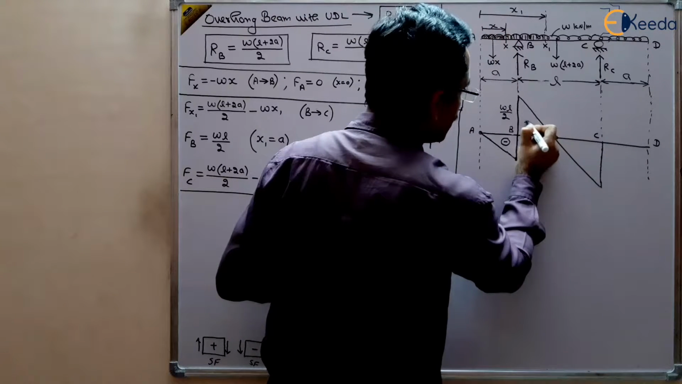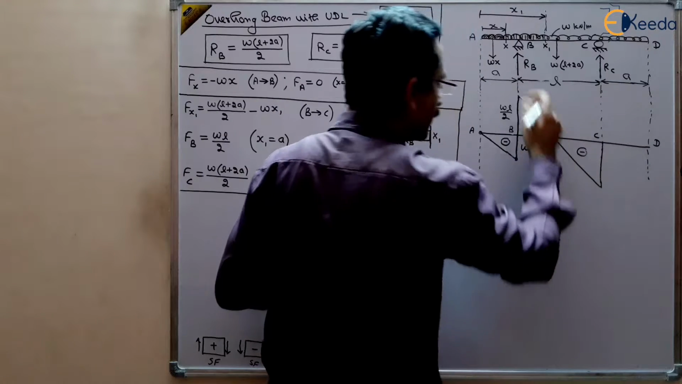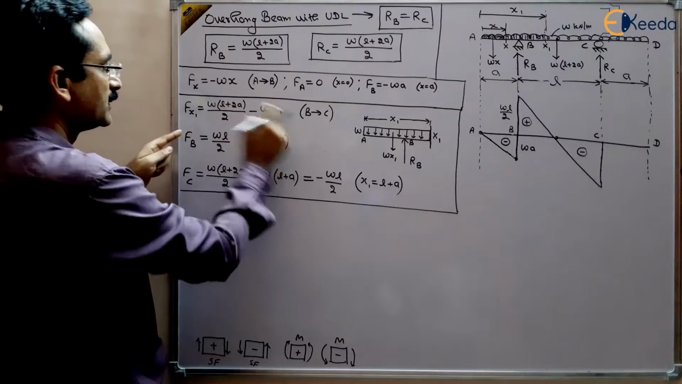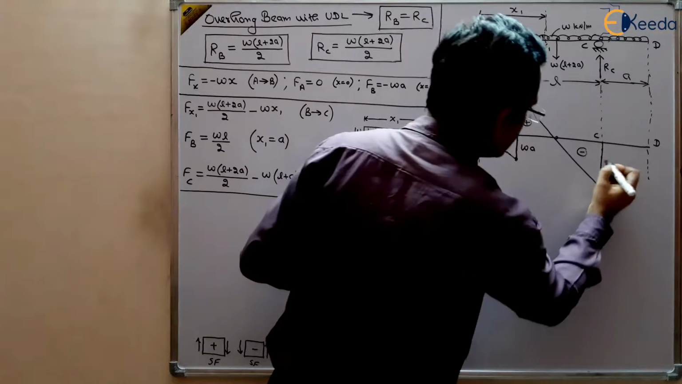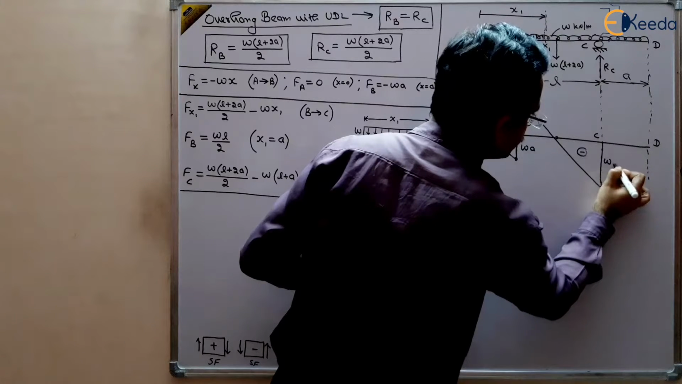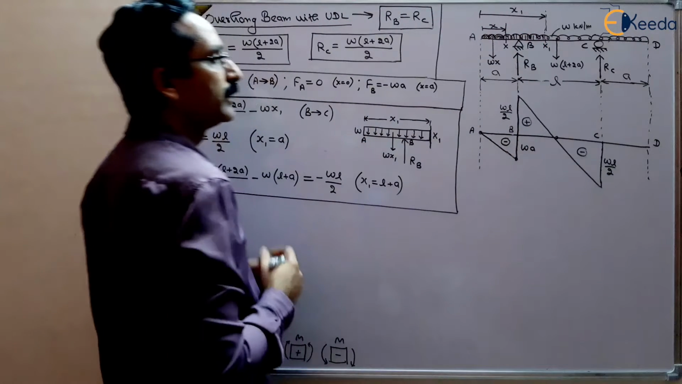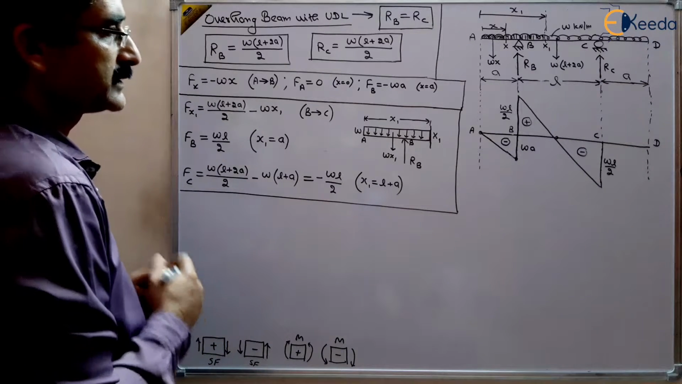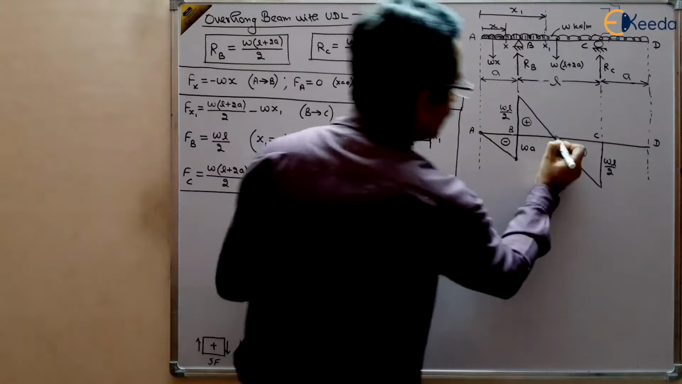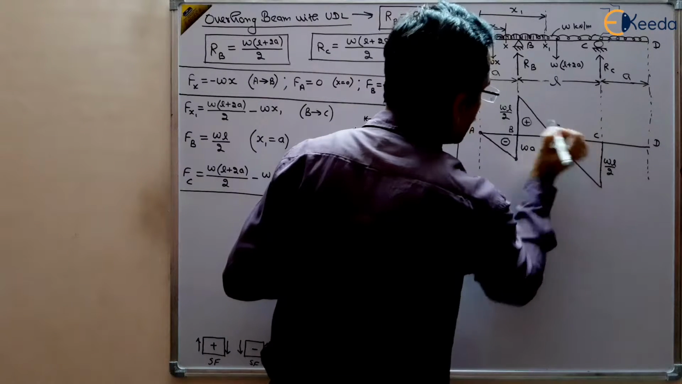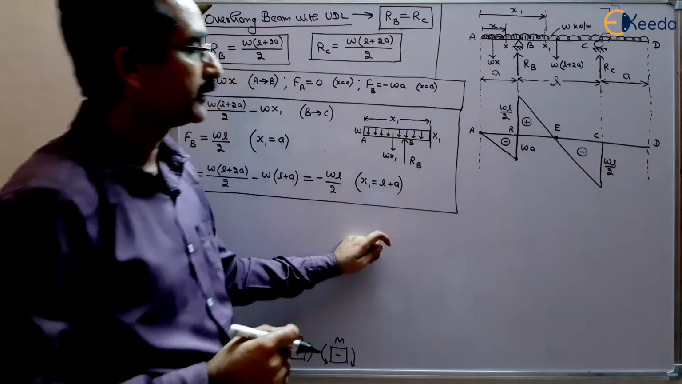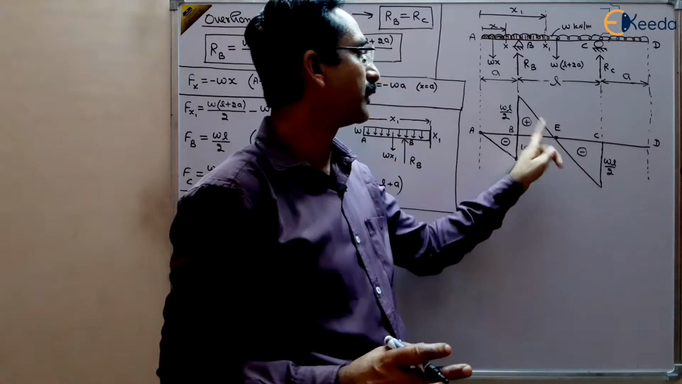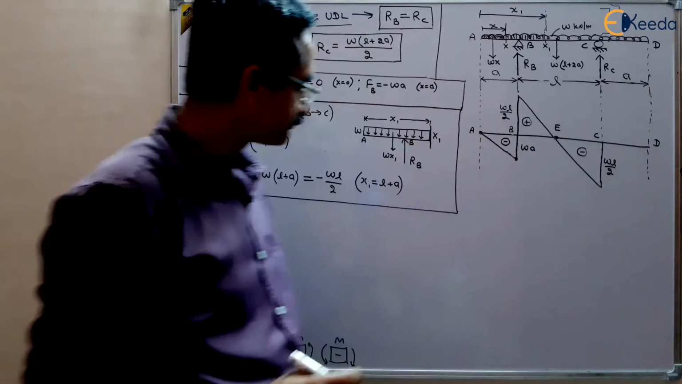So this is the positive part and this is the negative part, and this is a straight line. You can see here the variable is x1, and this is a straight line equation, right? So this is WL by 2. So we have drawn the shear force between B and C, and this is the center. You know that where the shear force is 0, bending moment will be maximum. So at this point, bending moment will be maximum when we draw the bending moment diagram.